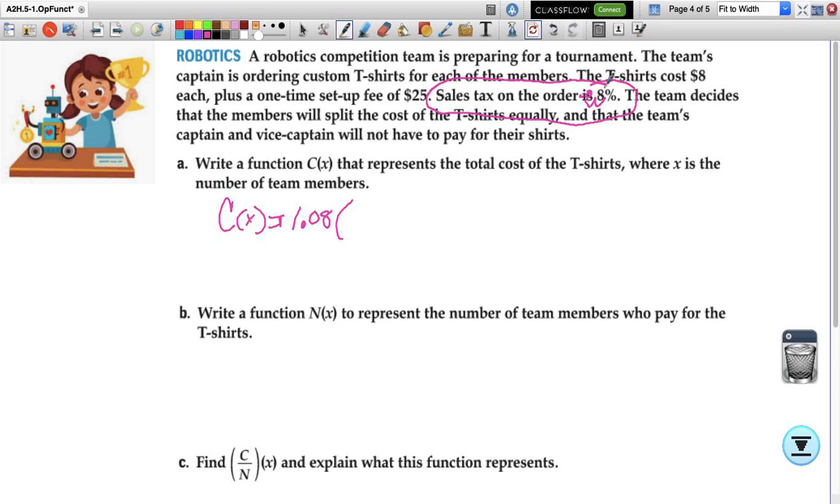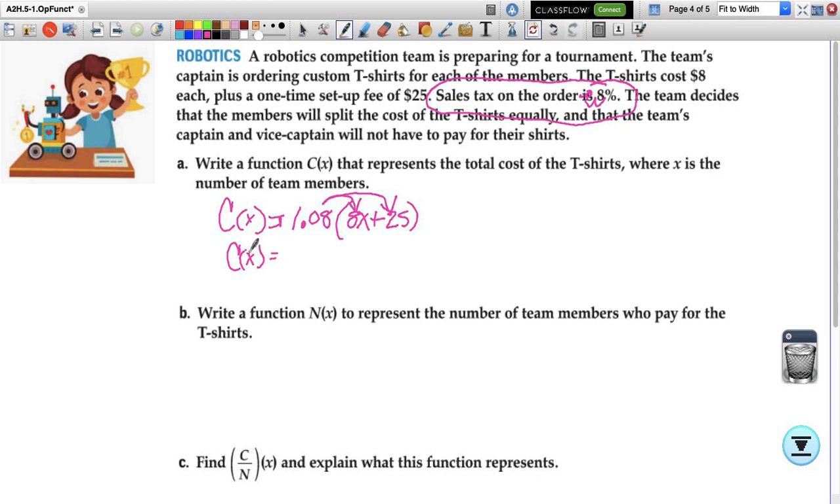So now that we've got that taken care of, we're going to do 8 per shirt. The word per implies multiplication. We're going to have to buy the same amount of shirts as there are team members. And then we're going to have to add to it a $25 cost. Now, instead of leaving it like this, because as we move forward and look at the rest of the equations, we're going to be using tax again, I don't want you to get confused about it. I do want to distribute it right across here, that way we have a simplified function that we can work with.